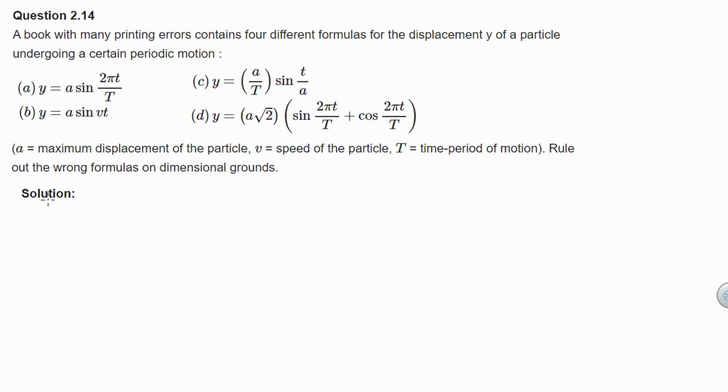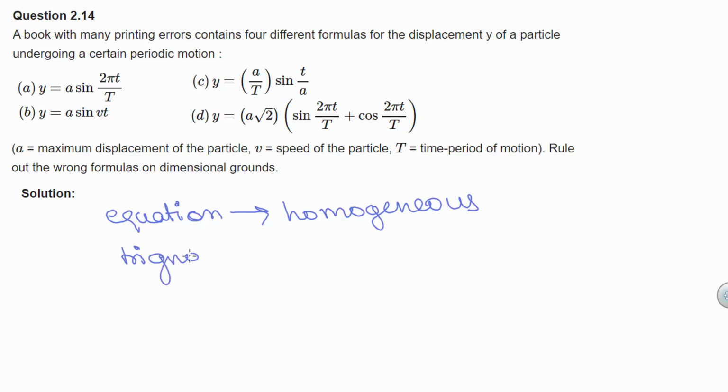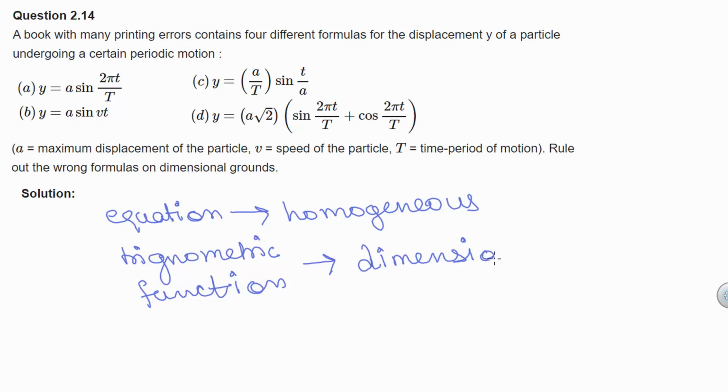Now let us look at our solution. According to dimensional analysis, an equation must be dimensionally homogeneous and trigonometric function should also be dimensionless. We can easily rule out the incorrect formula based on this statement.